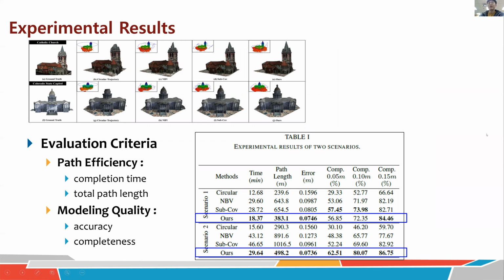The proposed method had the best performance in terms of path efficiency. As you can see, it took the shortest amount of time to traverse along the optimal trajectory, which was also shorter than the trajectories proposed in the other methods. Also, the proposed method achieved the best modeling quality in terms of both accuracy and completeness.